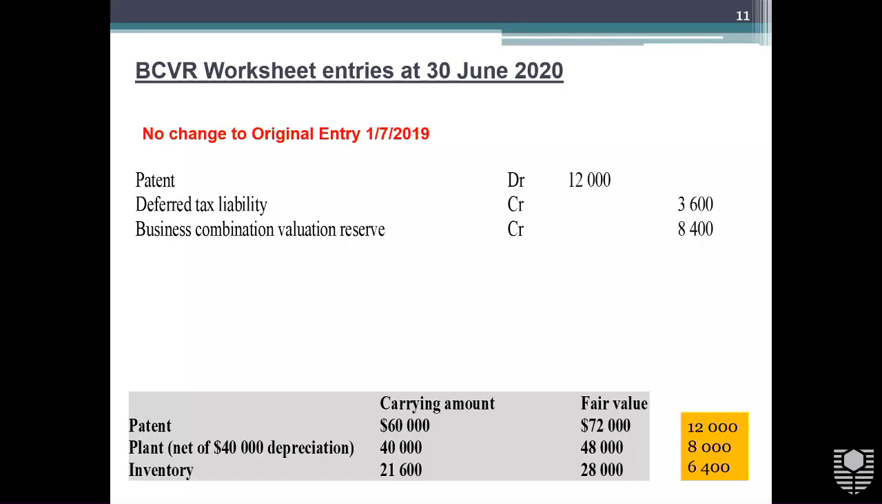All right, that was just for illustrative purposes, just showing you the difference, and that's what the original entry came from.